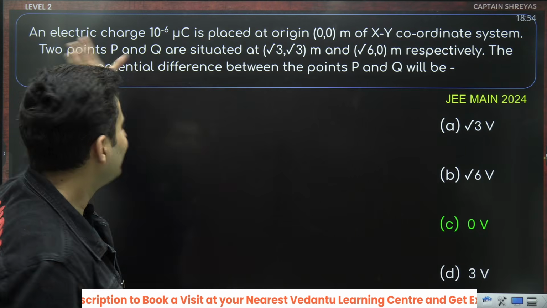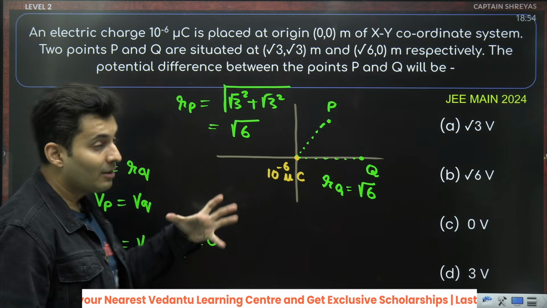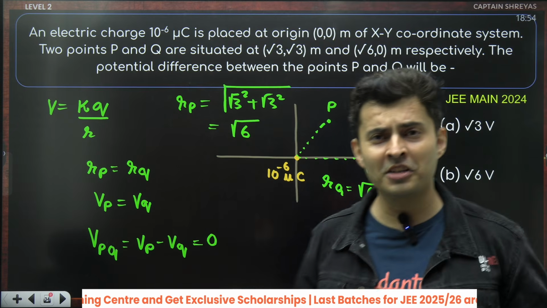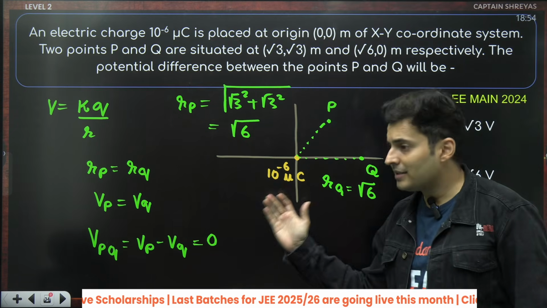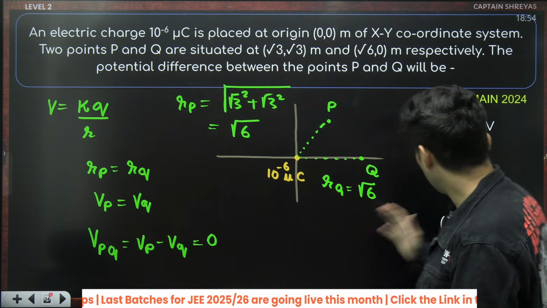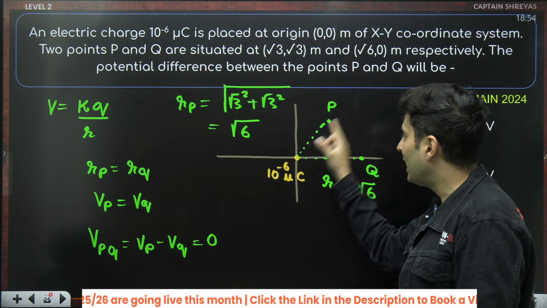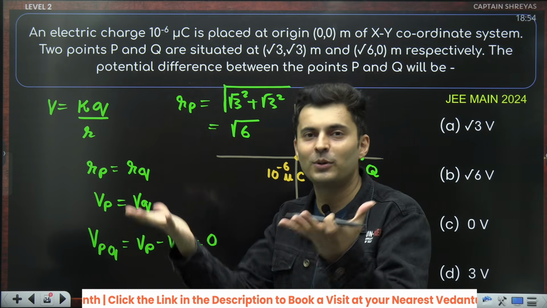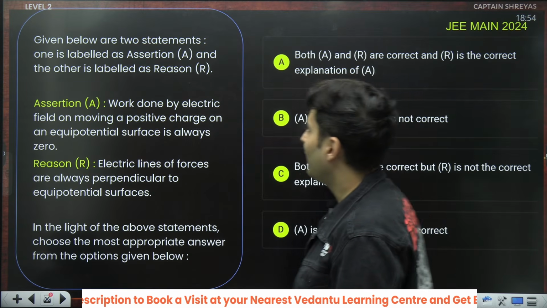So these questions, which look scary, you might think involve some crazy 3D geometry or conic sections or straight lines, actually end up being a very simple problem. The answer was a big fat 0 because both of them were at the same distance from that particular charge. So they did not have any potential difference at all. Okay, moving on.